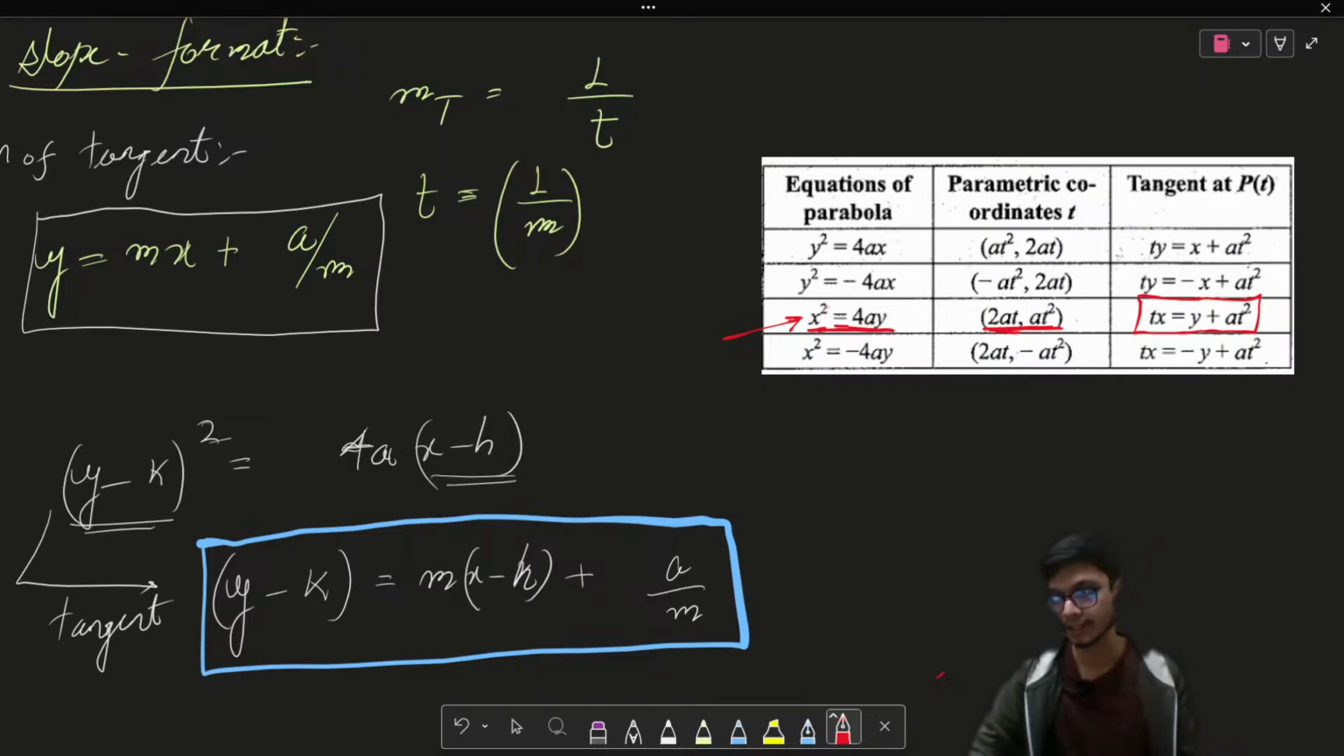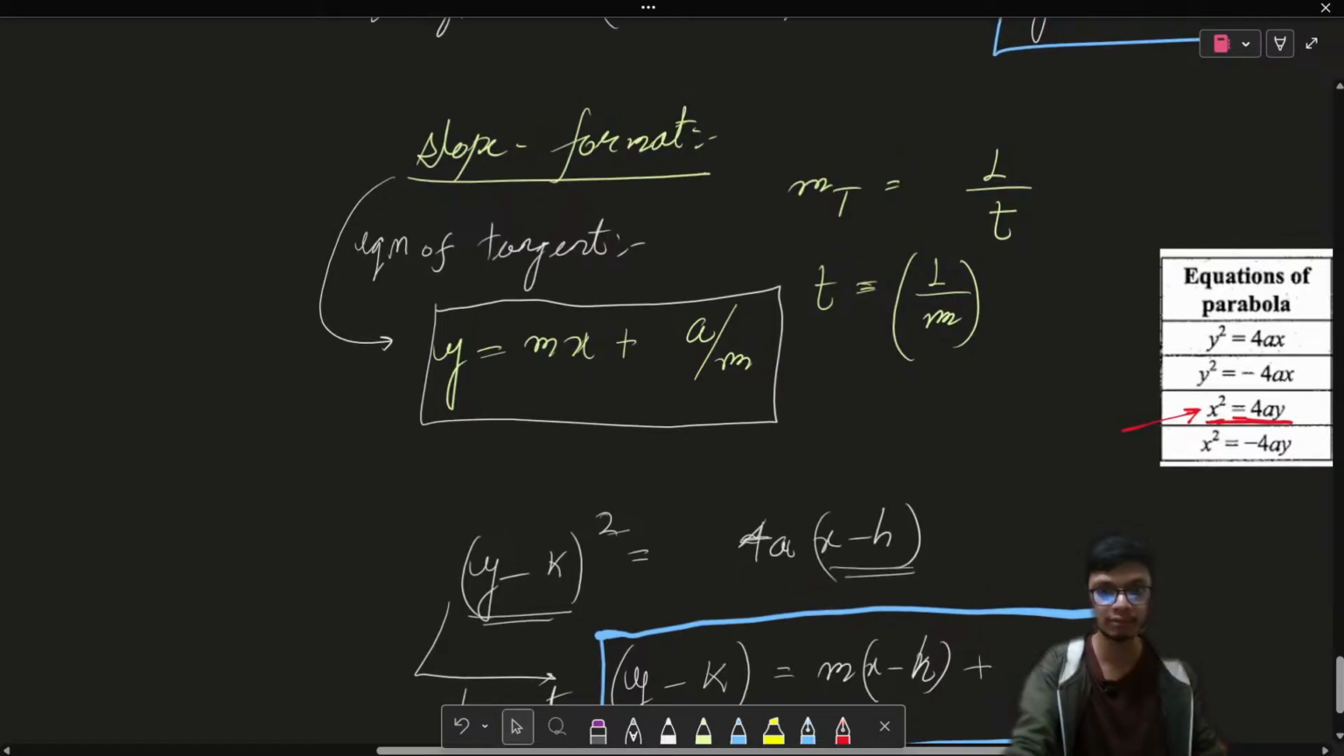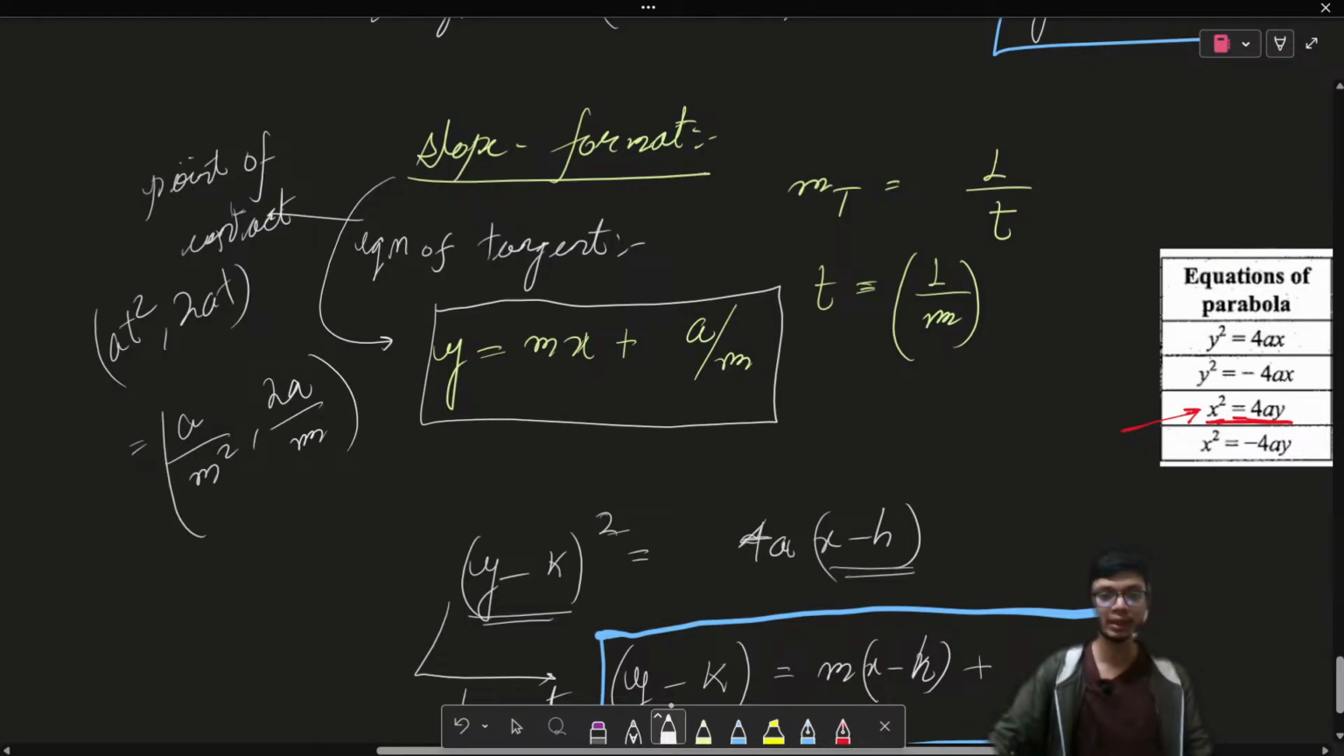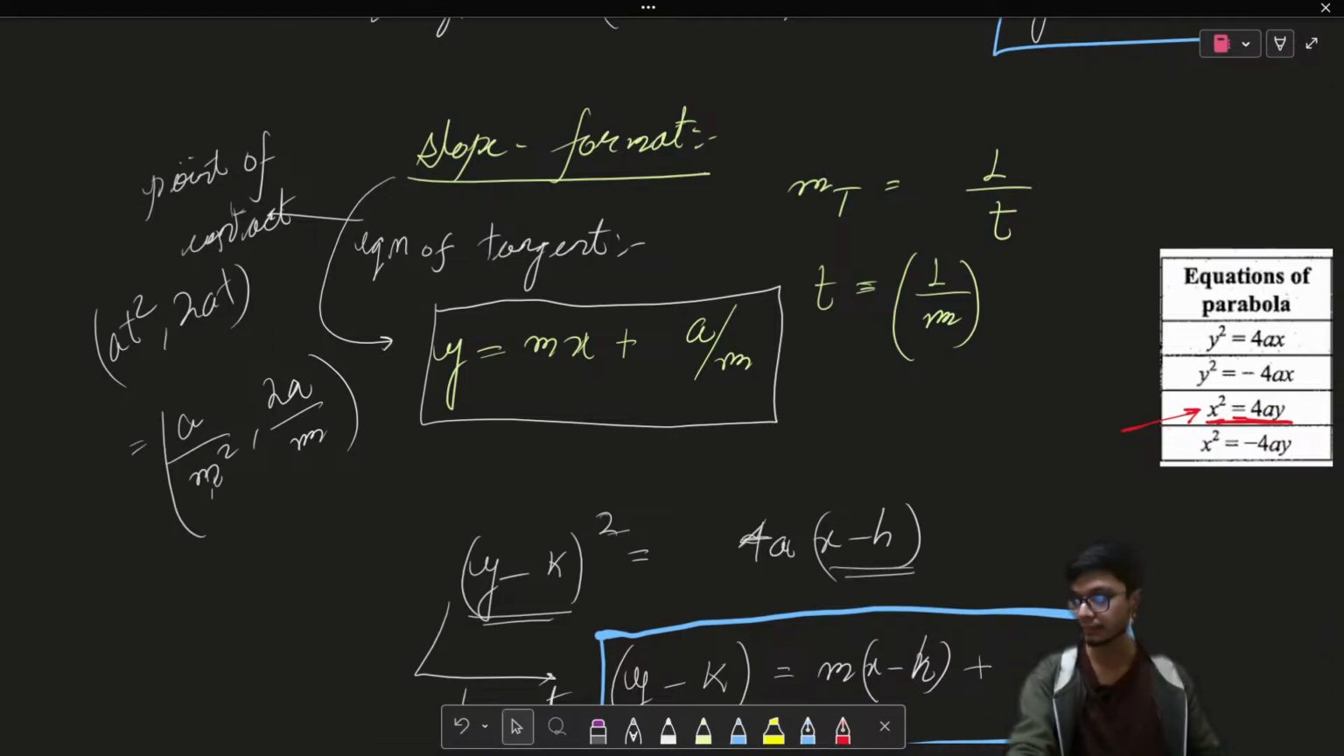So this is the only difference that you need to keep in mind, right? And also from here, if you have the slope form, you can also find out the point of contact. So from the slope form, the point of contact, which was basically at square comma 2at, where t is 1 upon m, can be given as a upon m square comma 2a upon m, right? So this is going to be the point of contact in terms of slope. Is this part clear? I hope this is clear to all of you.